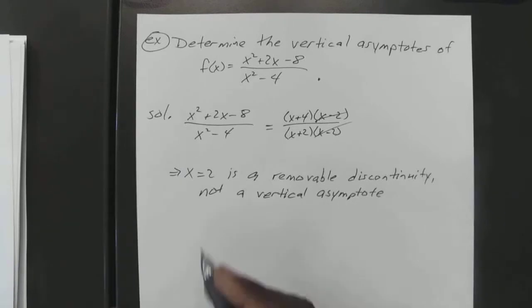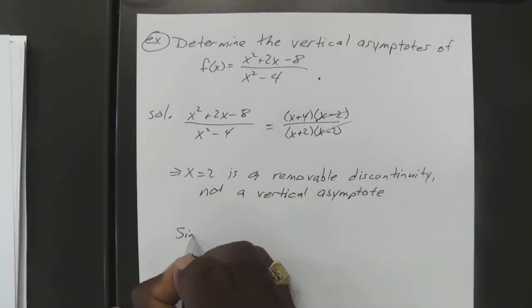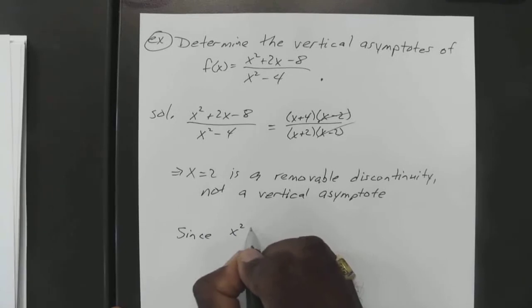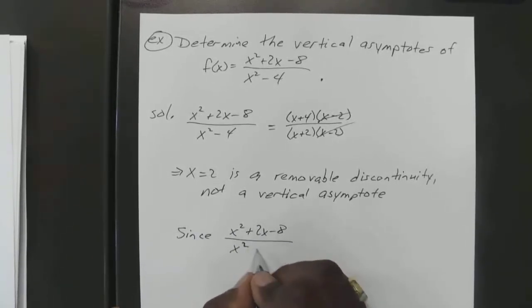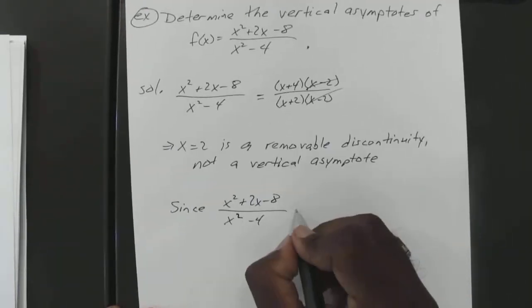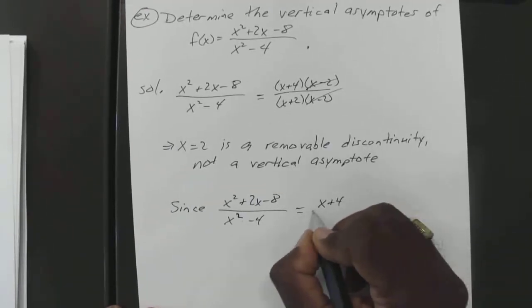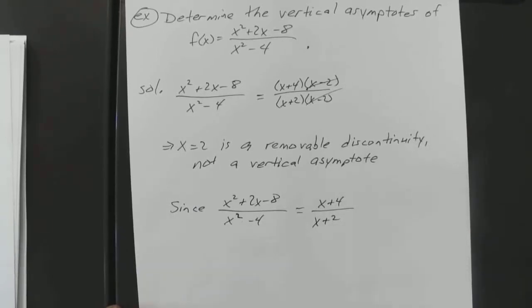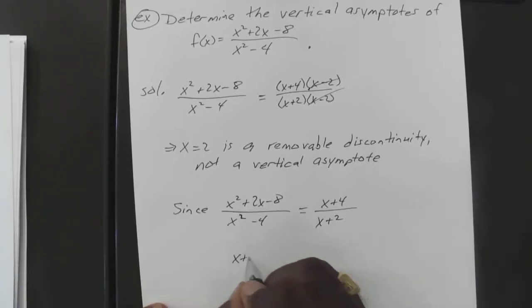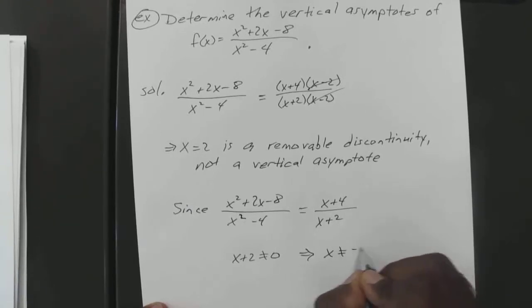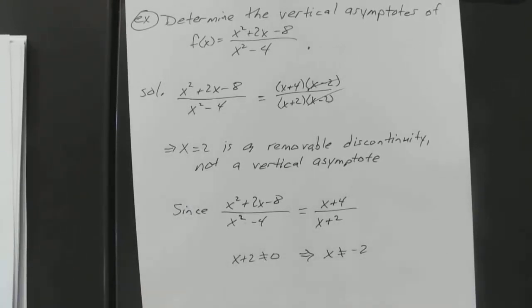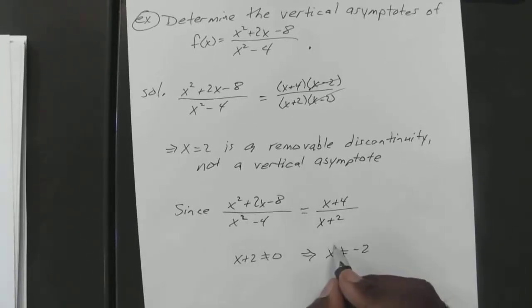Okay. So in this case, because you can reduce, since x squared plus 2x minus 8 over x squared minus 4, you could actually reduce that to x plus 4 over x plus 2. We know that x plus 2 can't equal 0. Which means that x can't equal negative 2. So in this case, x equals negative 2 is your only vertical asymptote.